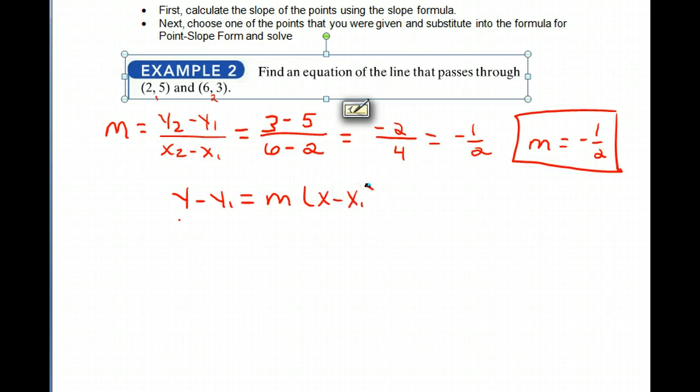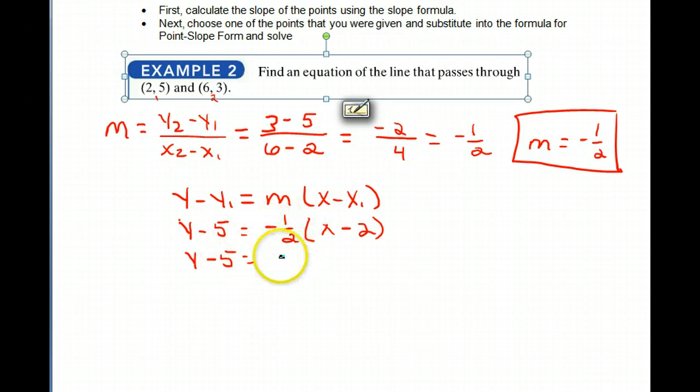It makes absolutely no difference which point you choose. You can use either one in the equation. It's not going to matter. I'm going to use 2, 5. So I'm going to plug in 5 for y1. I'm going to substitute in my slope of -1/2. And then I'm going to plug in 2 for x1. And we're now going to begin to simplify and solve for y.